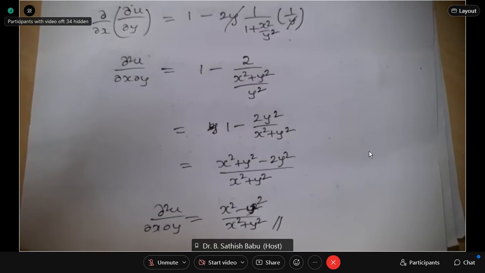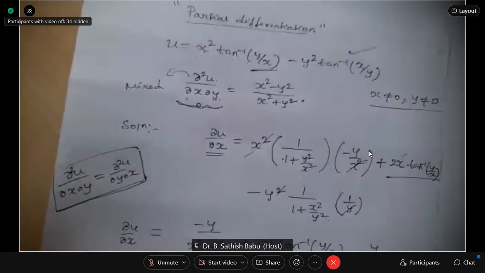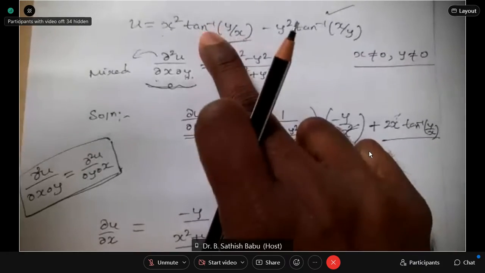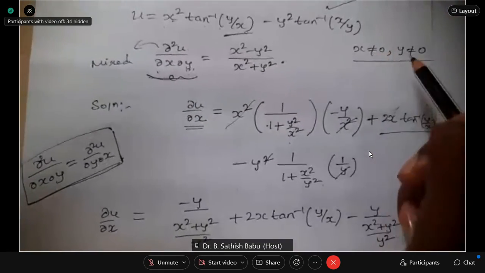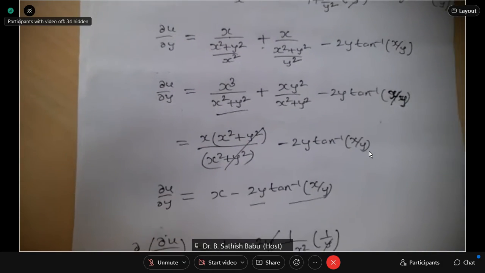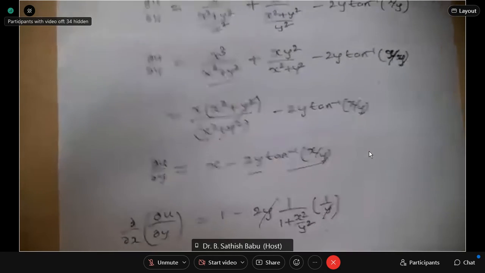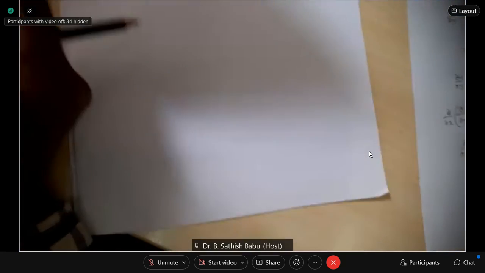Because it's a continuous function. Sir, it's a continuous variable. Before solving this question, I explained that tan inverse is continuous and x square is also continuous, y square is continuous. And moreover, we have taken the condition x is not equal to 0, y is not equal to 0. Because of that, it is working here. Fine? Yes, sir. Any questions? No, sir. Okay.